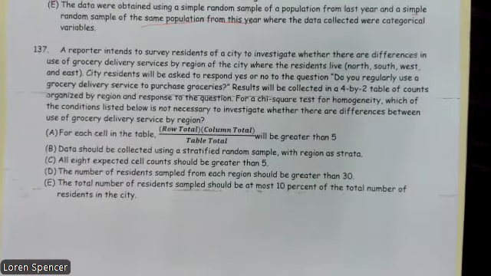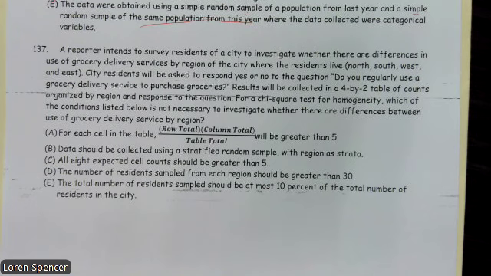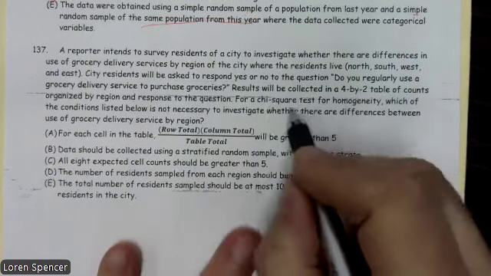Finally, 137. A reporter intends to survey residents of a city to investigate whether there are differences in use of grocery delivery services by region where the city's residents live: north, south, west, and east. As soon as I see that, I'm going, this is probably going to be homogeneity because it looks like I have four populations. City residents will be asked to respond yes or no to the question, do you regularly use a grocery delivery service to purchase groceries? Results will be collected in a 4x2 table of counts organized by region and response, for a chi-square test of homogeneity. There we go. Thought it would be.